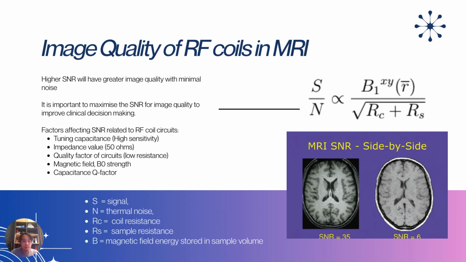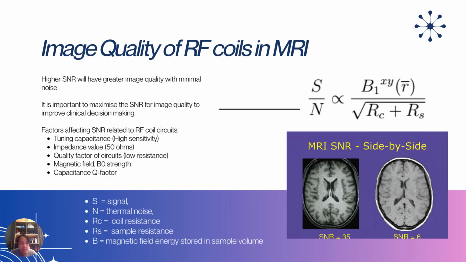So moving on to the image quality of radio frequency coils in MRI. The resonant RLC circuits will affect the image quality of radio frequency coils. The higher the signal to noise ratio, the higher the image quality. As you can see from the picture, there is little noise when the SNR is higher, while there is more noise with a lower SNR. It is important to maximize the signal to noise ratio for image quality to improve clinical decision making.